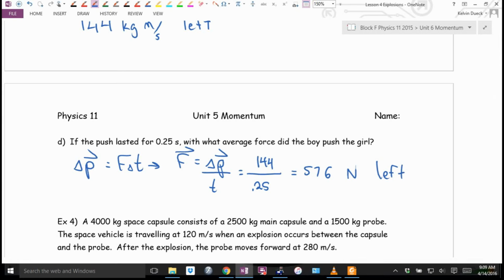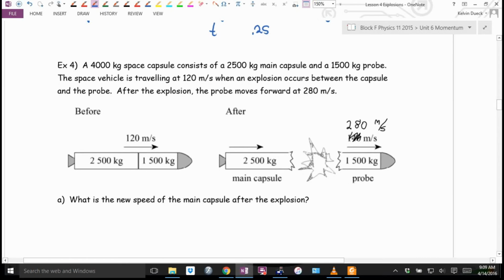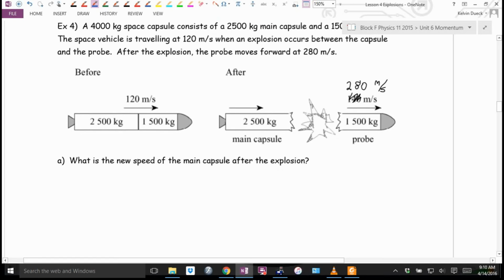So, what's an explosion? Your initial momentum is 0. Your final momentum is also 0, but I usually break it up into 2 separate parts, one positive, one negative. This is also an explosion, but this time it's a little bit different. It says this: a space capsule consists of a 2,500 kilogram main capsule and a 1,500 kilogram probe. The space vehicle is traveling at 120 meters per second when an explosion occurs, boom, between the space capsule and the probe. After the explosion, the probe moves forward at 280 meters per second. What's the new speed of the main capsule?